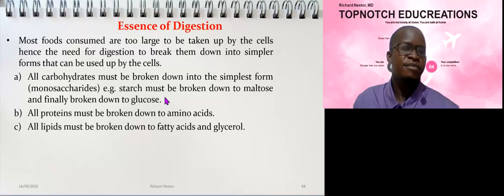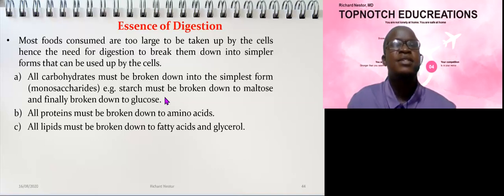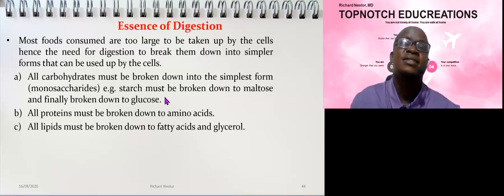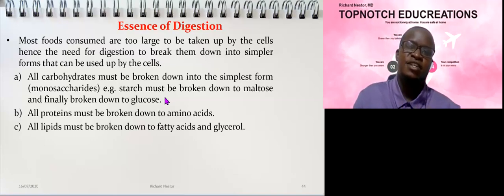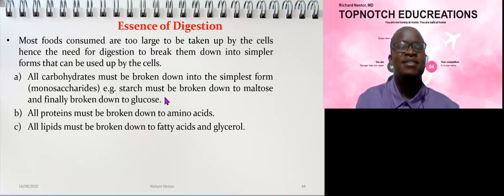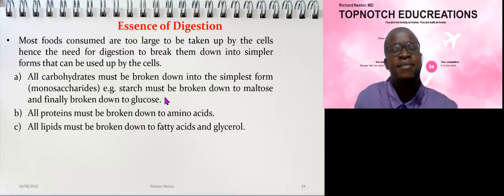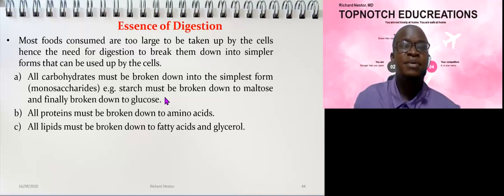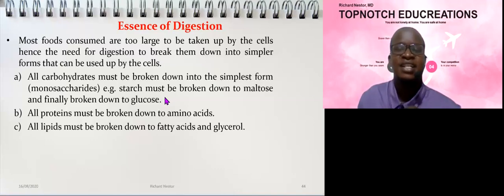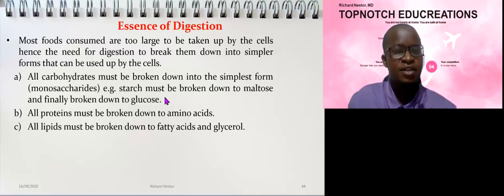Remember, if you can recall from Chemicals of Life, proteins are usually synthesized from condensation of several amino acids. A single protein chain is made up of several amino acids linked together, and that makes it too complex to be taken in by the cells. So if you take in proteins, the proteins must be broken down into the amino acids, which can be taken in by the body cells. All lipids must also be broken down to fatty acids and glycerol.